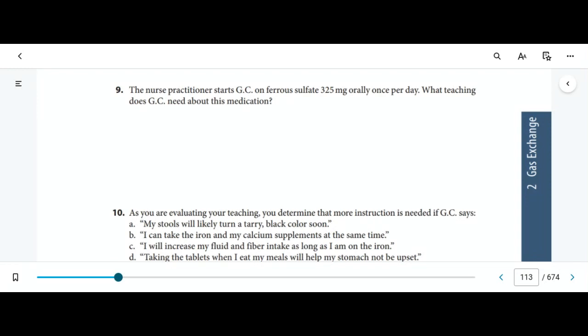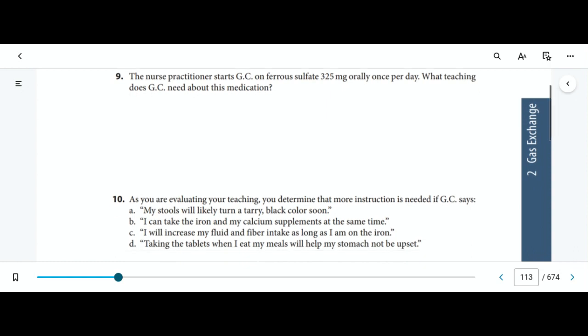Okay, let's look at 10. You're evaluating your teaching. You determine that more instruction is needed if she says, we like to ask these types of questions. Which one is telling you that she did not understand what you said? So which one is wrong? Right, because you don't want to take iron and calcium at the same time, just like you don't want to take your iron with any kind of dairy.